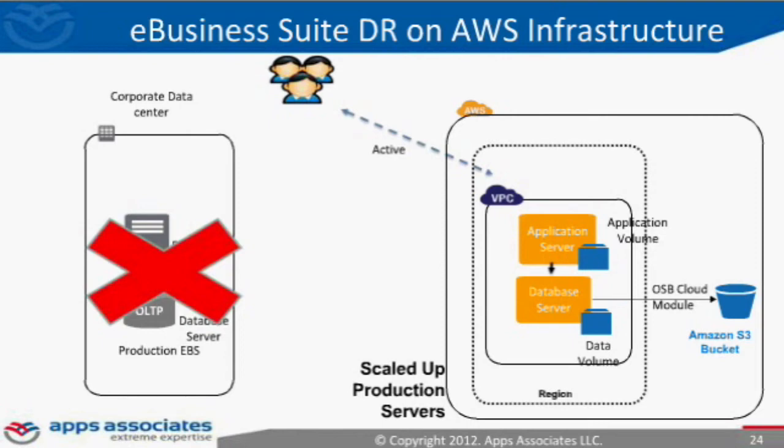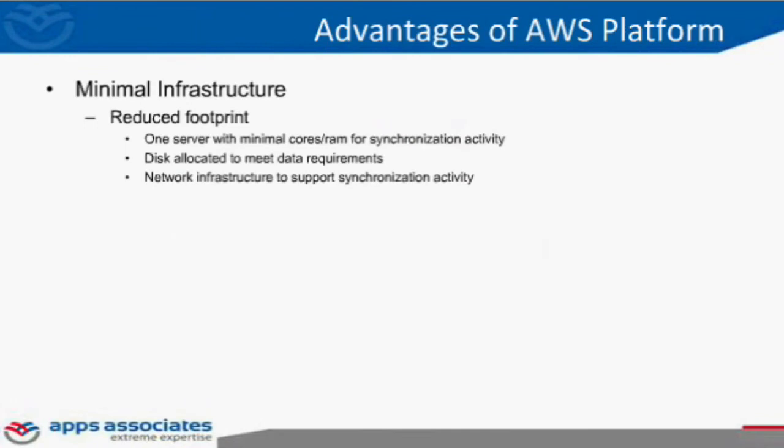On the next slide, I'm summarizing some of the advantages of the AWS platform that I just described. First and foremost, we start off with minimal infrastructure: a reduced footprint, one server with minimal cores, as we talked about. Storage, of course, we will allocate as required to run the full eBusiness suite, whether you're running a database of a few hundred gigabytes or multiple terabytes. We have the storage allocated to the standby environment so that it has the ability to run your full database environment in standby mode and eventually production.